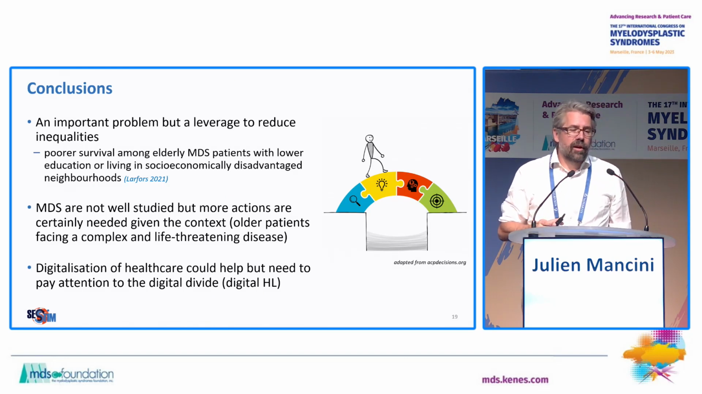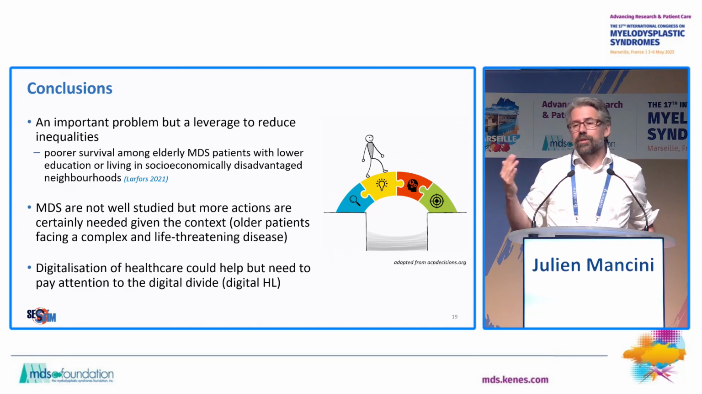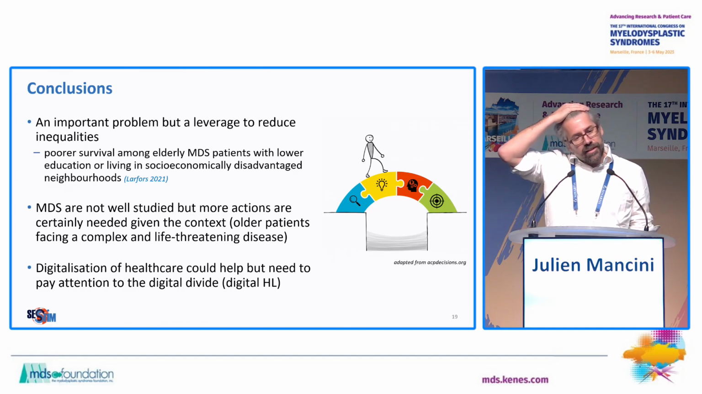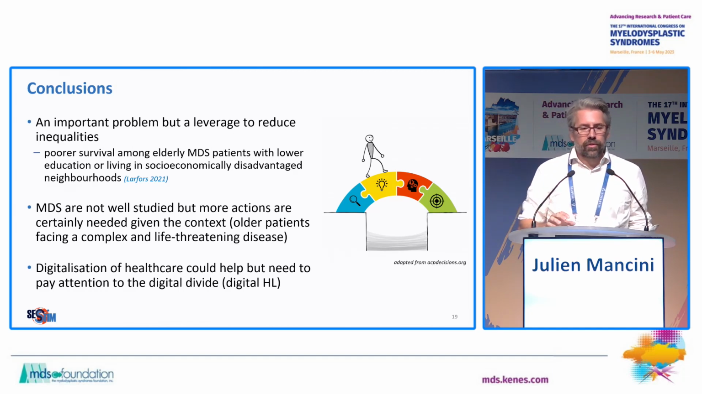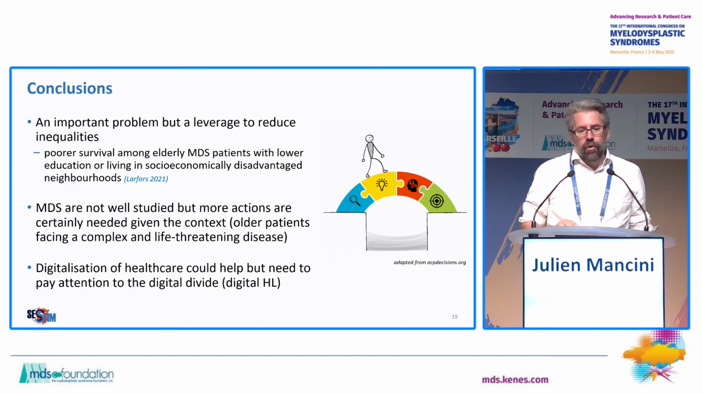So in conclusion, I would say that health literacy is really an important problem, but it's also a lever to reduce social inequality, and that's why it's so studied, because compared to other socio-economic determinants, here we really think that we can change things. And if we talk about socioeconomic inequities, you know that MDS patients, like other patients, face this kind of problem, with poor survival among elderly patients with lower education or living in disadvantaged neighborhoods.